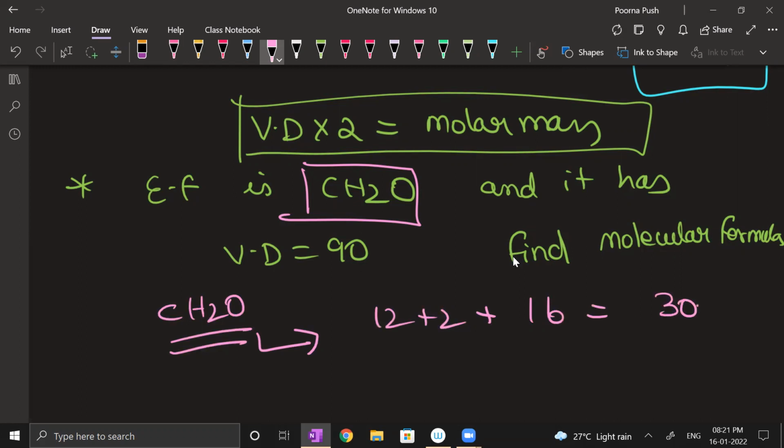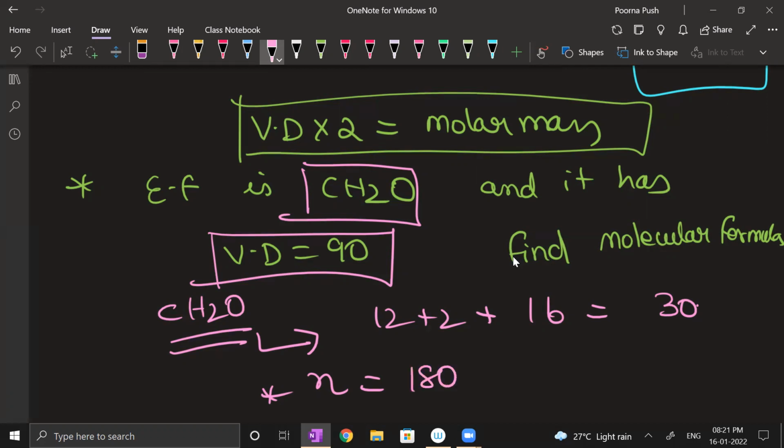Right? Next find the n. Molar mass. What is the molar mass we have here? Vapor density is given, so 180, ma'am. 180, correct? So 180 by 30. How much? Molecular mass by empirical mass. 6 you are getting. So n equals 6.